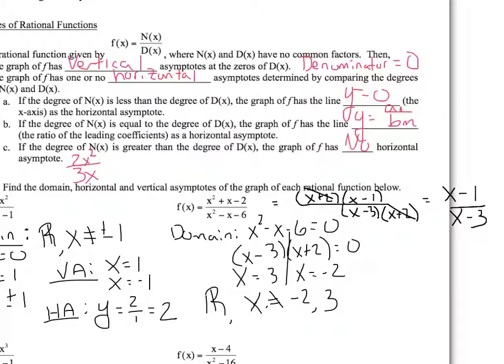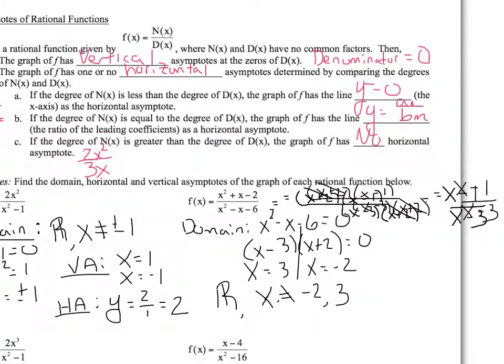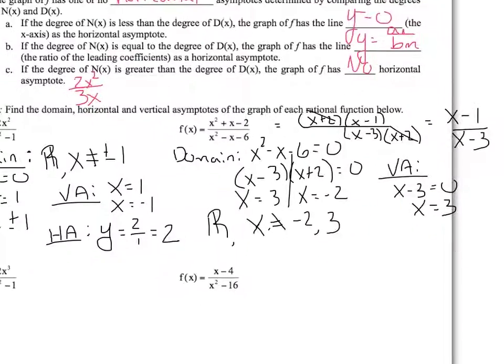So vertical asymptote. Oops. If I look at the directions again, it says set your denominator equal to 0 and solve. So I'll get x equals 3. X equals 3 is my only vertical asymptote.